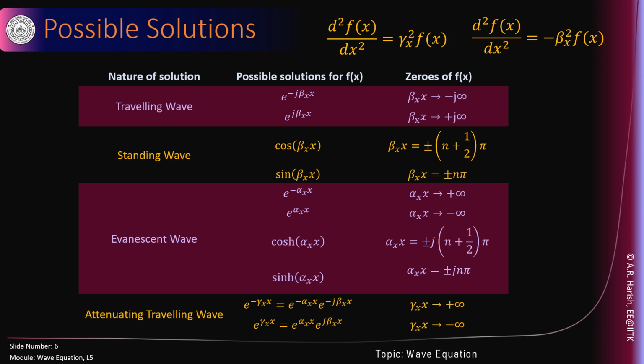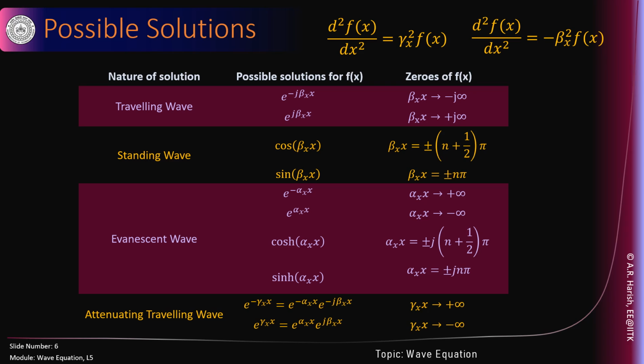Very straightforward to show that. These are known as standing waves. That means the amplitude of this will go through a 0 minimum and a maximum equal to 1. It varies between 0 and 1. For example, cosine beta x, or let's take sine beta x, will go to 0 when beta x is equal to plus minus n pi. So it's a periodic function, and this function value will go to 0 periodically.